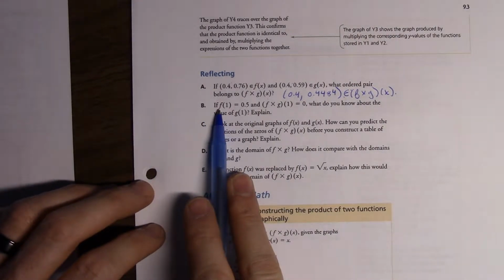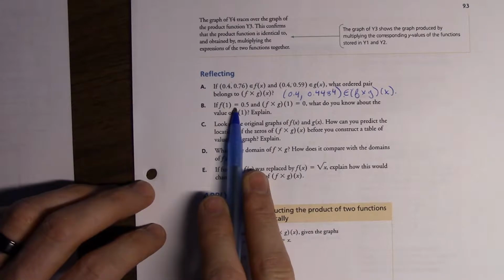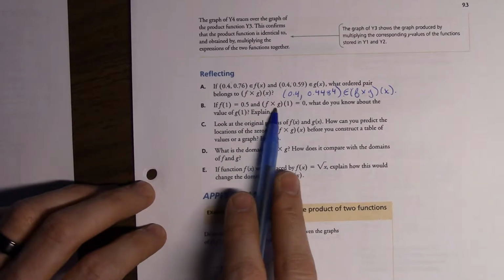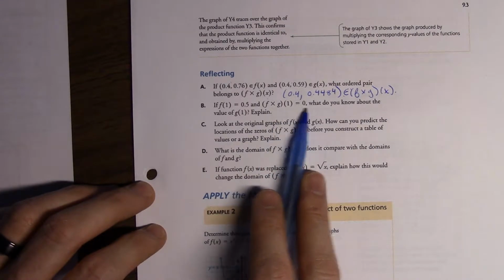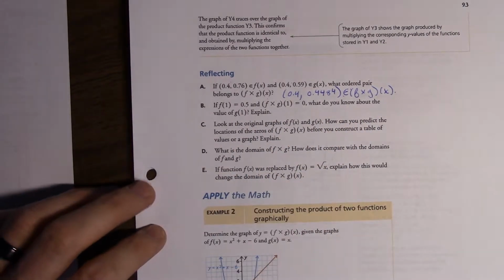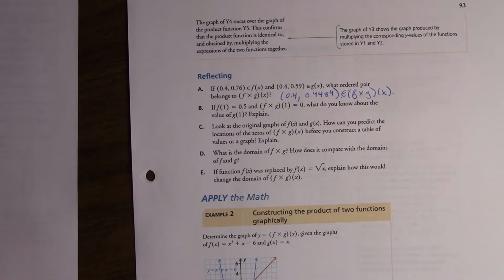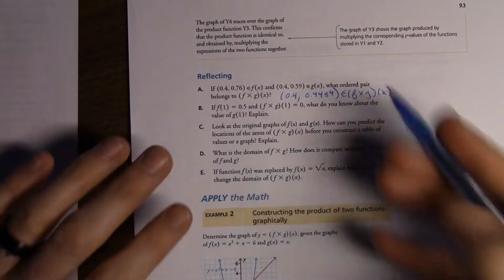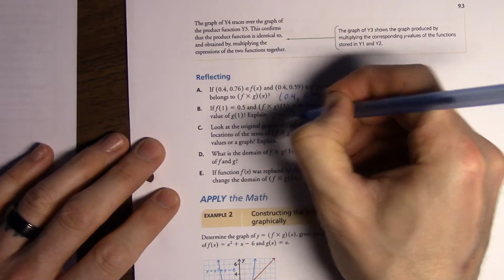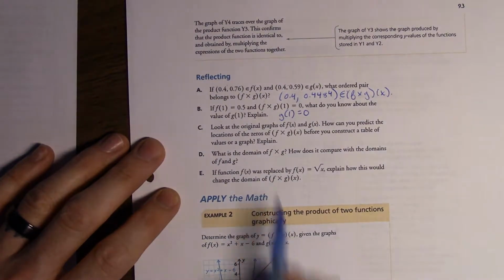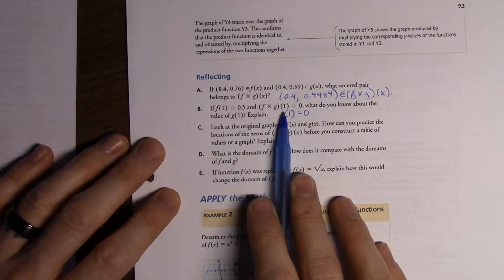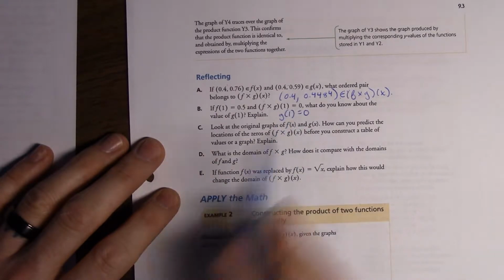Next question. If f at 1 is equal to 0.5 and the product of f times g at 1 is equal to 0, what do you know about the value of g at 1? Alex, what do you think? The value of g at 1 is 0. Excellent. How'd you know? 0.5 times 0 is 0. Excellent. g at 1 is equal to 0, because 0.5 has to be multiplied by 0 to get 0.